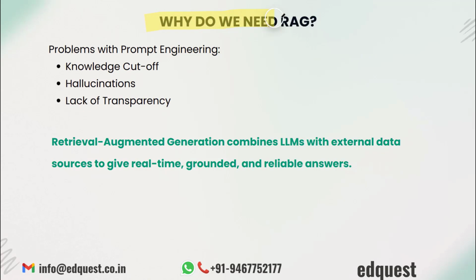Why do we need RAG? Traditional prompt engineering has serious limitations. Like knowledge cutoff. It means models cannot access events or facts beyond their training data. Second, hallucinations. They often generate incorrect or made up responses. Third is lack of transparency. We do not know the source of the answer. So, RAG solves this by adding a retrieval step, so the model pulls real time external data before answering. This makes responses more accurate, grounded, and explainable.